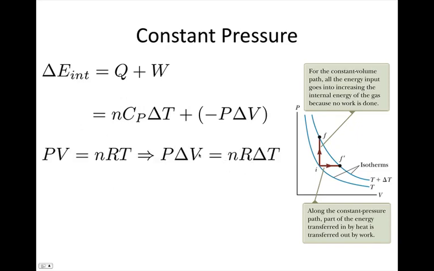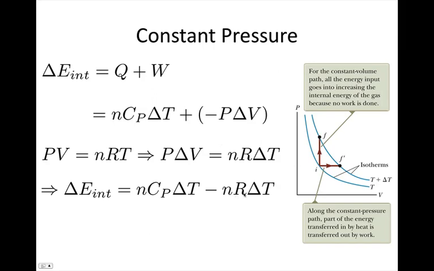And now from our ideal gas law, in this case the only things which are changing are the volume and the temperature, as we're keeping the pressure constant. So we've got that P delta V is equal to nR delta T, the change in temperature. So we can just substitute this into the formula here. And so we have the change in internal energy is equal to nCP delta T minus nR delta T.